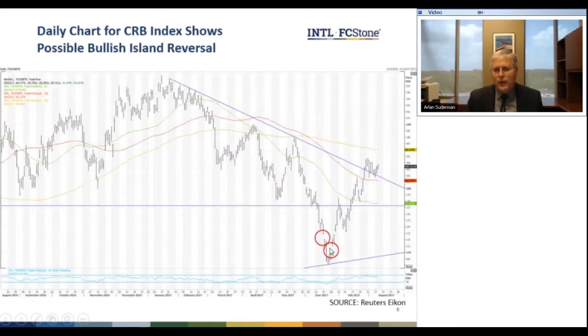Now, if we break it down into a daily chart, that was a weekly chart, we narrow it in and focus on that, we see that that late June low put in a bullish island reversal and gapped higher a couple times, trended higher, and broke through that downtrending channel line that we pointed out. And so this is looking fairly constructive.